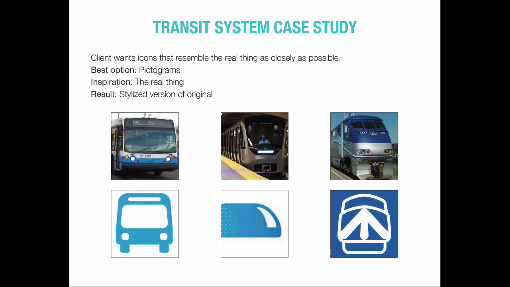Imagine you have to design icons for a new transit system, which includes bus, subway, and commuter train services. Because it's a brand new system, your client is concerned that commuters might get confused and wants you to represent each option in the most realistic way possible. In this case, your inspiration should come directly from the source. Because the client wants realistic depictions, you should probably use pictograms of the real thing. Let's look at another case.